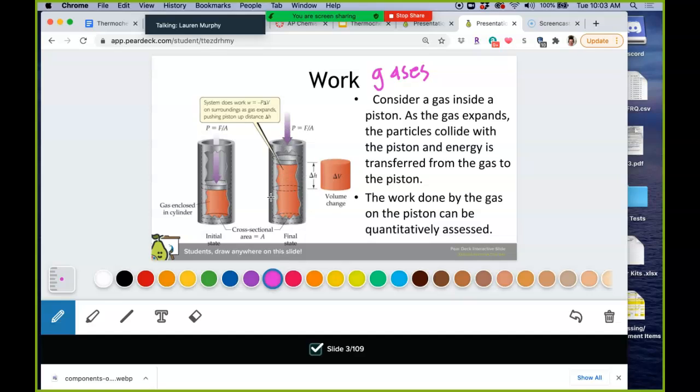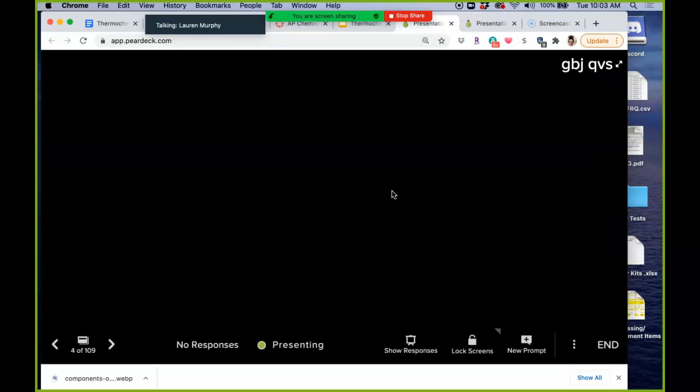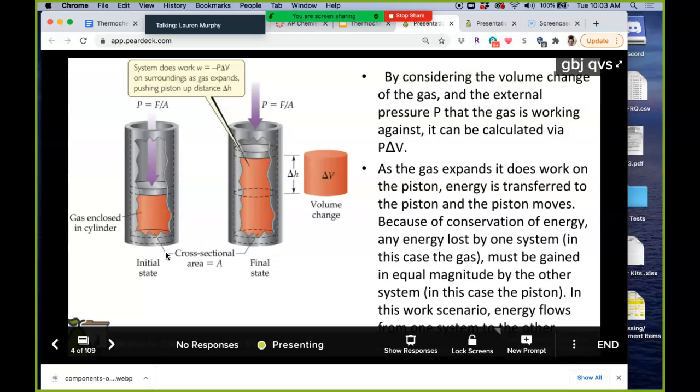So all of the energy in the form of work, this isn't heat, all of the energy from the gas is being transferred to the piston and causing the piston to move. So this would be the gas doing work on the surroundings, being the piston and the container. Again, none of that involves heat. So if you consider the volume change, you can discuss the work that the gas is doing, or the energy in the form of work that the gas is providing against the piston.